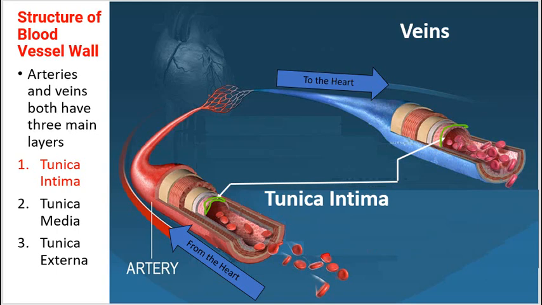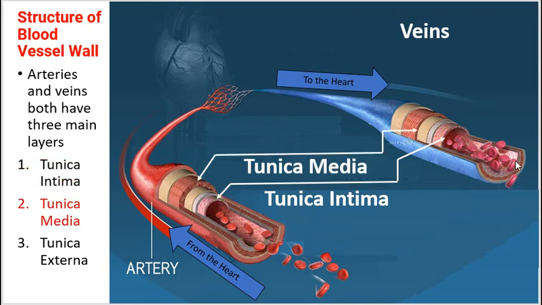This layer is made up of elastic fibers and collagens. So it's elastic. If you look from the side, it's this thin layer. If you look from here, it's this thin layer, which is the intima. The next layer is the media. Tunica media is the middle layer.